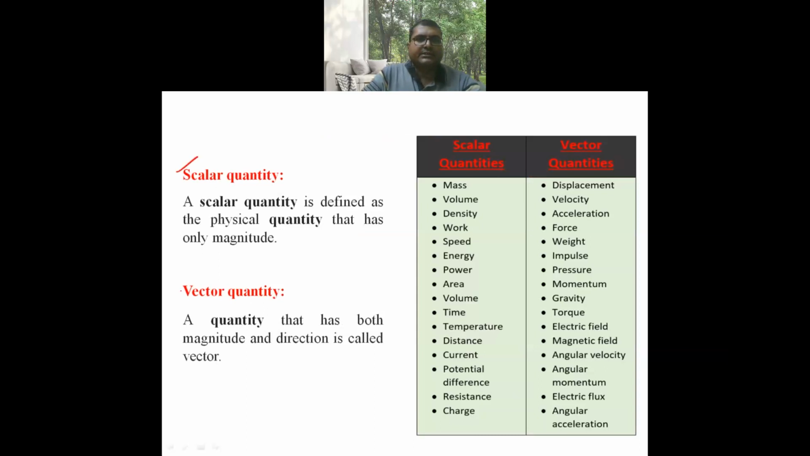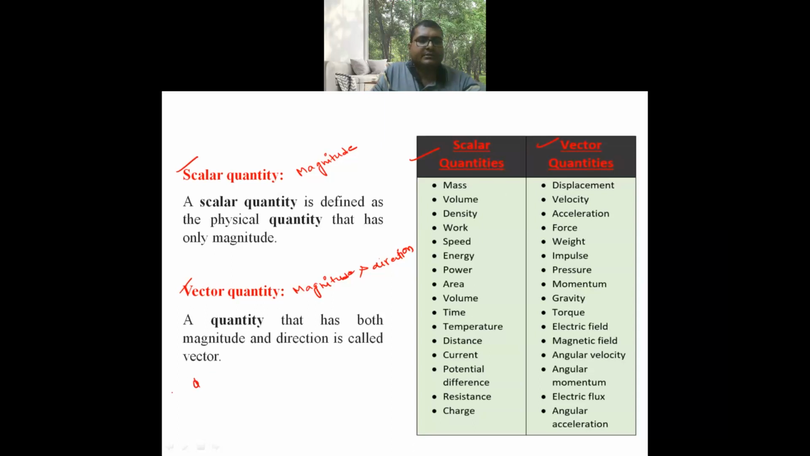Scalar and vectors. A scalar quantity is represented by its magnitude. A vector quantity has both magnitude and direction. You can refer to the sample scalar and vector quantities.